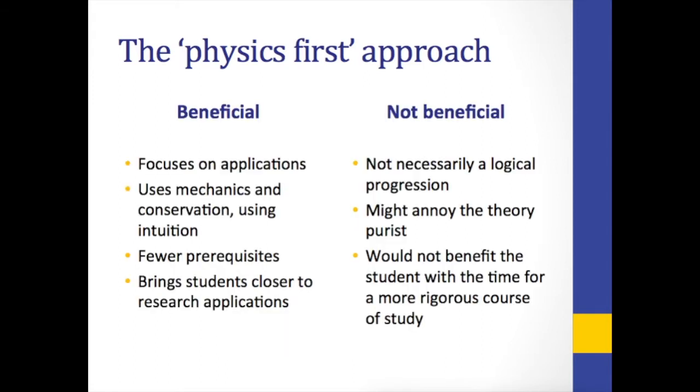So what is beneficial about the physics first standpoint? We're going to focus on real-world applications that get an experiment down to a lower level. It uses mechanics and conservation laws, using intuition, so it's easier to learn using stuff that you've already established in your student's brain and psyche. There are fewer prerequisites because it's not as math heavy, so it brings students closer to research applications, looking at GPS offsetting, and also astronomical observation that we can offset and then use to measure the distance of stars.